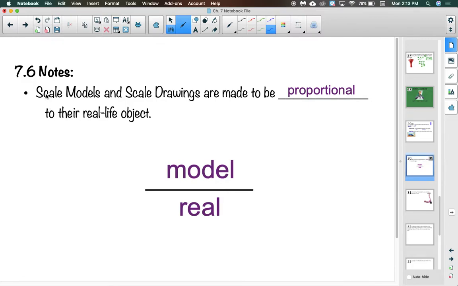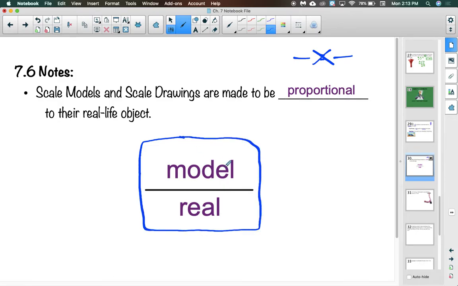Our last note for the chapter before we go into some examples: scale models and scale drawings are made to be proportional. You saw me talk about that a couple times already today. Proportional tells us that we will be writing a proportion and doing some cross multiplying to solve. I also want you to please write this in your notes: model over real. When we create our proportions, we want to use this format. The model we want to put on the top, and the real we want to put on the bottom. That's usually how a key or a scale is given to us anyways. That just helps us all be on the same page.